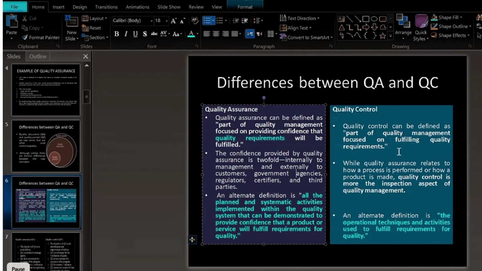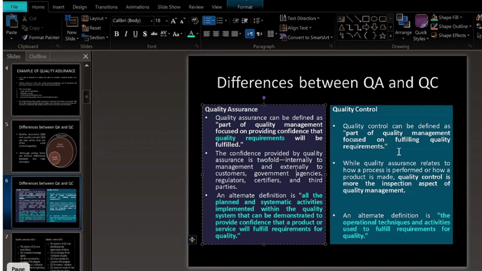The confidence provided by quality assurance is twofold: internally to management and externally to customers, government agencies, regulators, certifiers, and third parties. An alternate definition is all the planned and systematic activities implemented within the quality system that can be demonstrated to provide confidence that a product or service will fulfill requirements of quality.